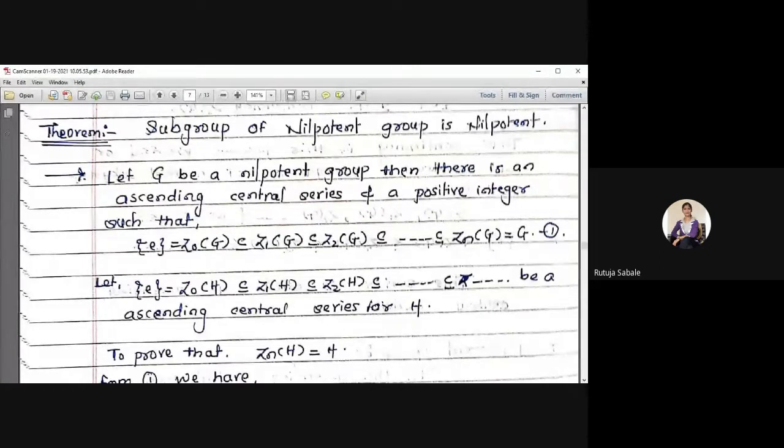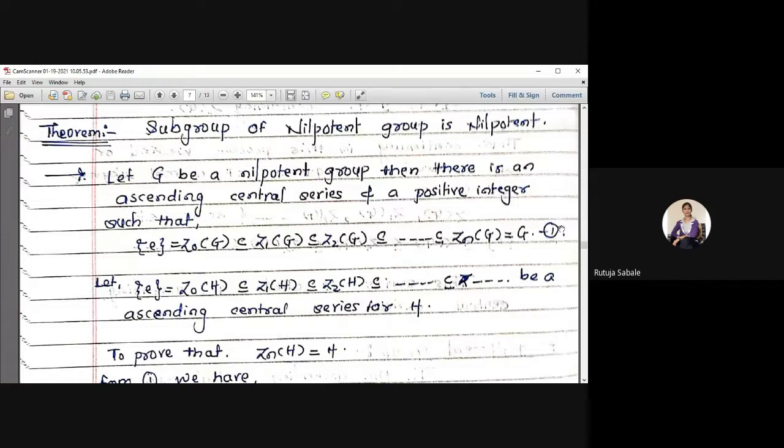This is the ascending central series. Okay, why? Because G is the nilpotent group. That's why here the ascending central series exists such that Zn of G is equal to G. Give it as equation number 1.